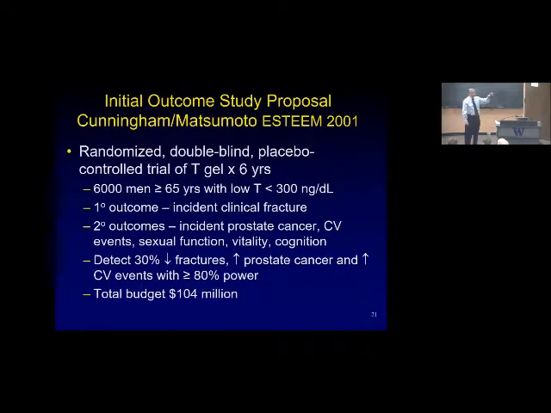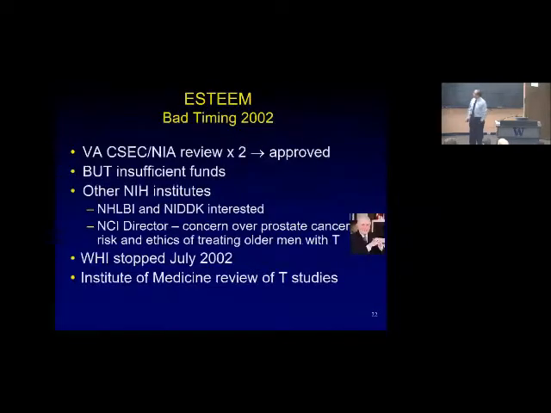But we designed the study specifically to look at longer-term cardiovascular as well as prostate cancer risk. And so the secondary outcomes had to do with that. And it was adequately powered to actually look at 30% increases in these outcomes. The budget was a little high. So $104 million was a little high.